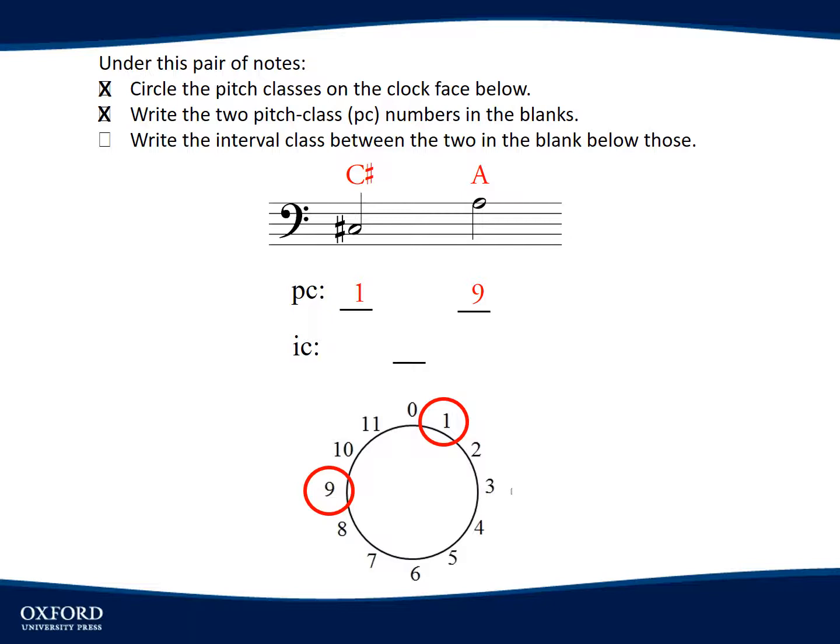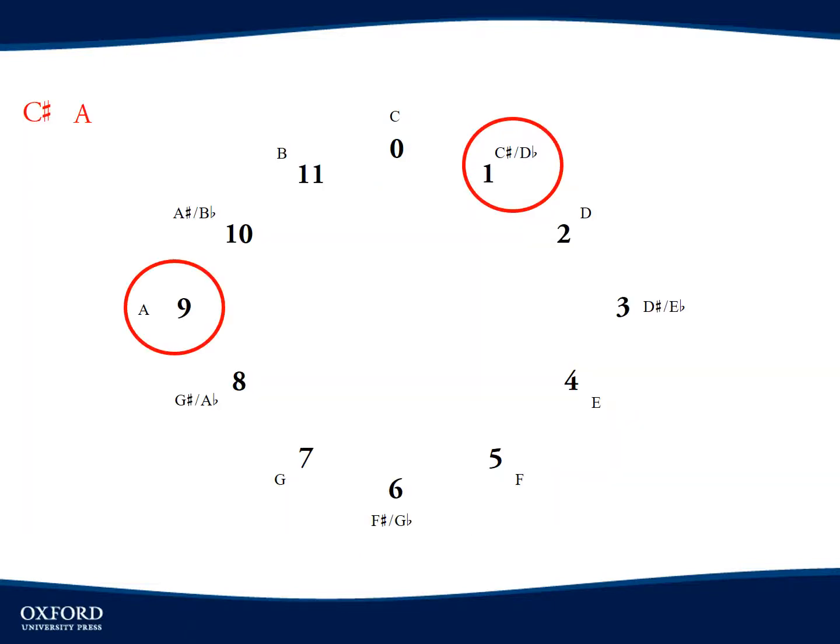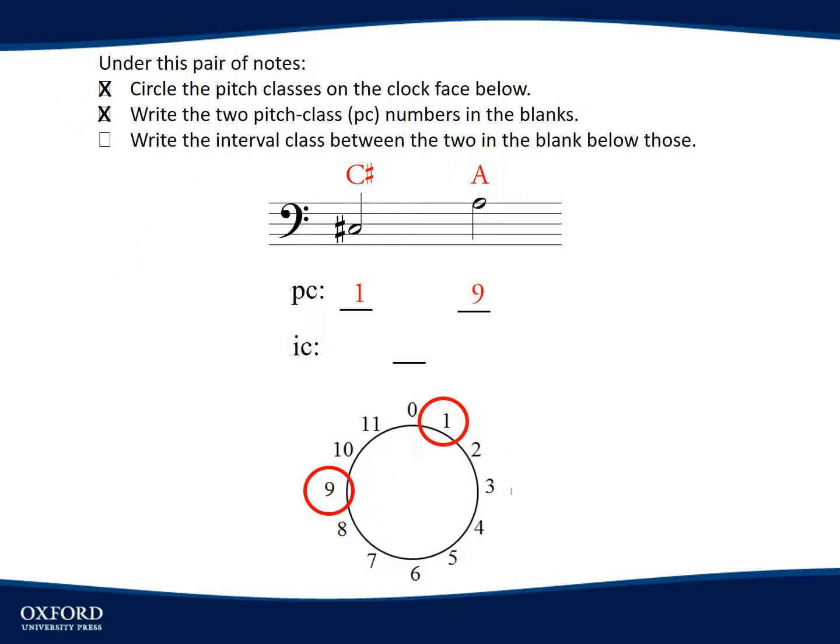The last step is to find the interval class, so let's return to the larger clock face. As before, to find interval class, we first look for the shortest path between the two notes. This time, the shortest path from our starting pitch of 1 is counterclockwise. Now we count the number of half steps to reach 9. 1, 2, 3, 4 half steps. Our answer then is interval class 4. Now we write 4 in the blank for interval class to finish this example.